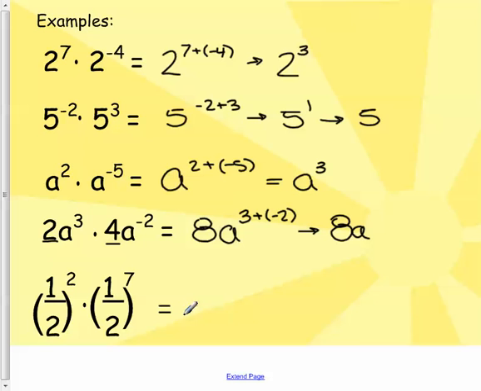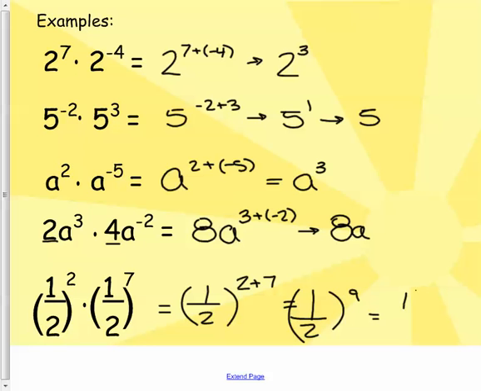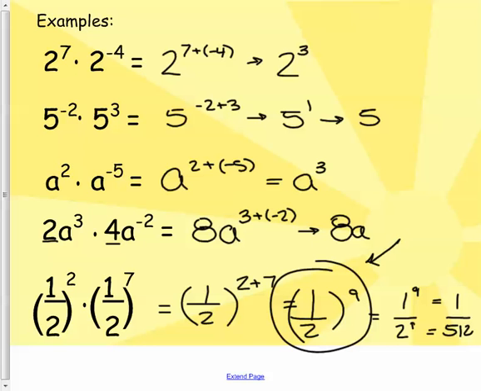What if we have a fraction? Well, same thing. 1/2 to the 2nd power plus your 7 gives you 1/2 to the 9th power. If you were asked to evaluate this, then you would think, okay, what's 1 to the 9th power? Okay, it's itself. What's 2 to the 9th power? It would be 512. But really, for our purposes, we could leave it like this if we wanted to. Sometimes they're going to ask you, though, to evaluate, and this would be left exponentially.